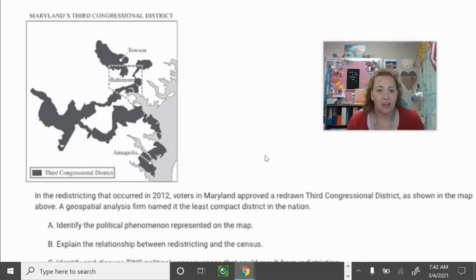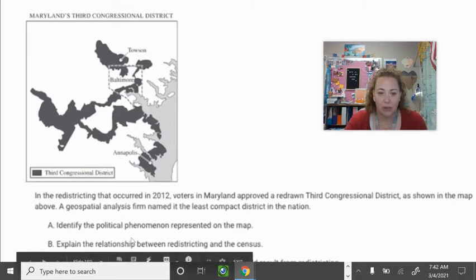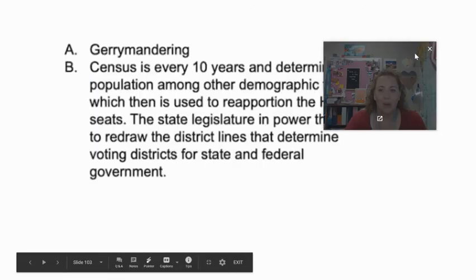All right. Maryland's 3rd congressional district. In the redistricting that occurred in 2012, voters in Maryland approved a redrawn 3rd congressional district as shown on the map above. So the dark gray. A geospatial analysis firm named it the least compact district in the nation. All right. So the question you guys have is the choices down here, or excuse me, this is an FRQ response. So what happened?